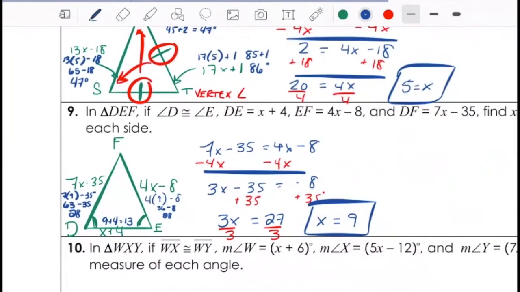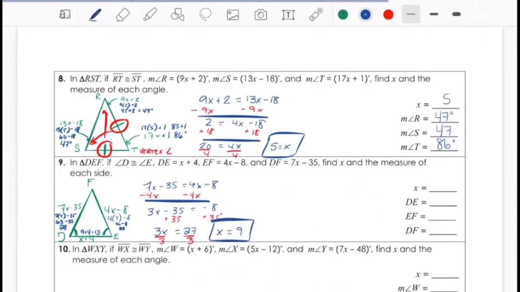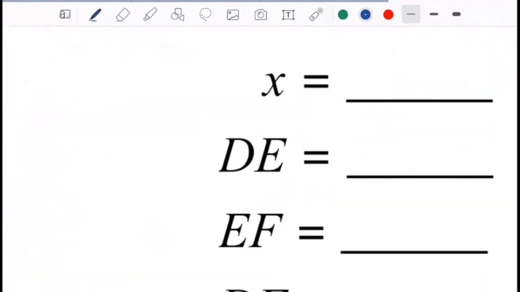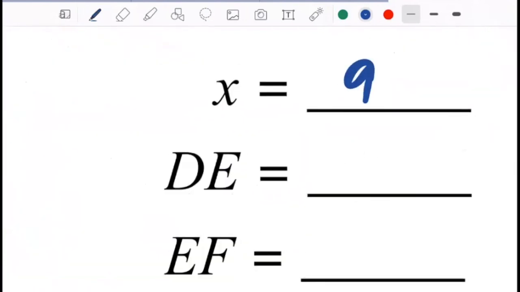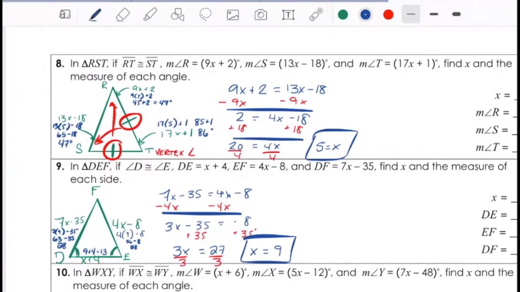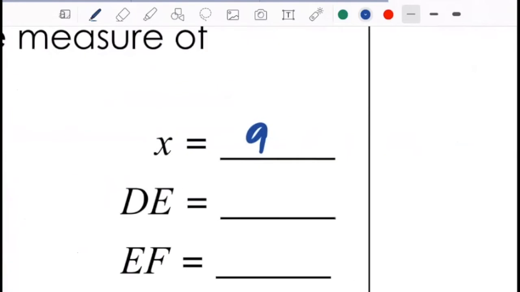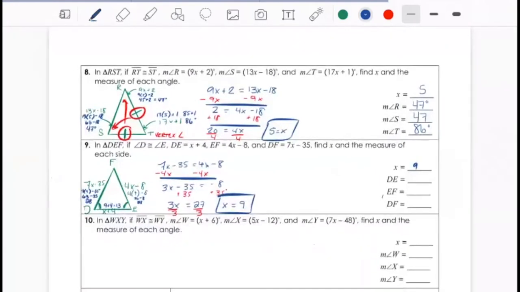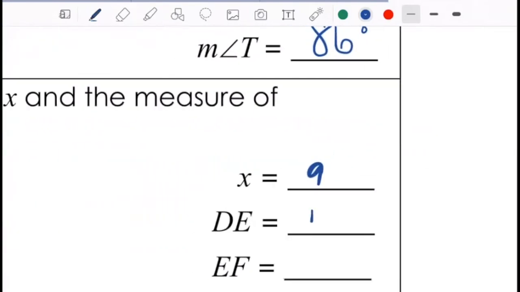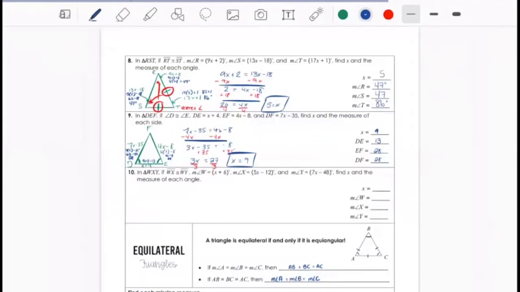Okay, so guys, those are isosceles triangles. And remember, when there's sides like that, it doesn't have to add up to anything particular. So DE was 13, and the other two were 28.